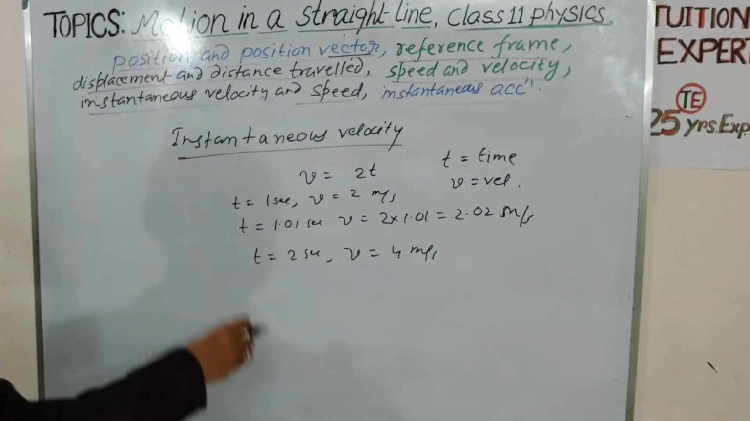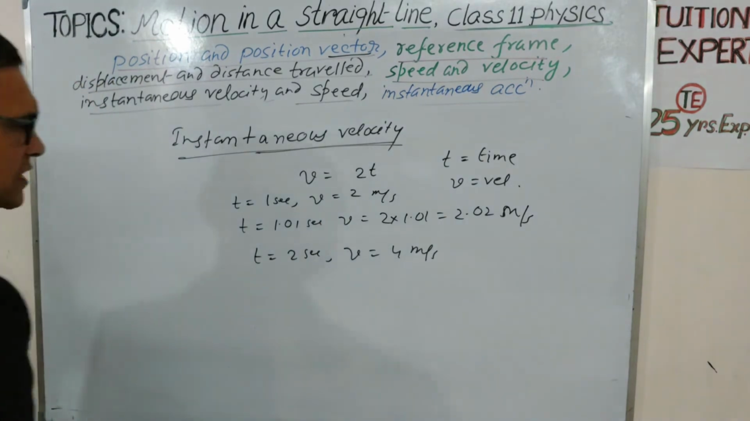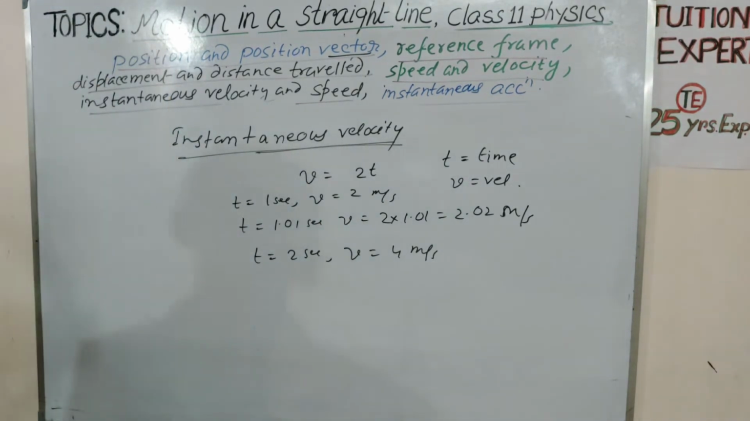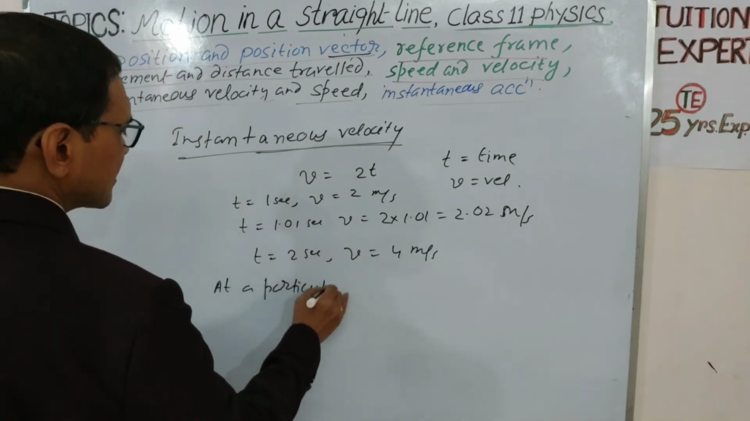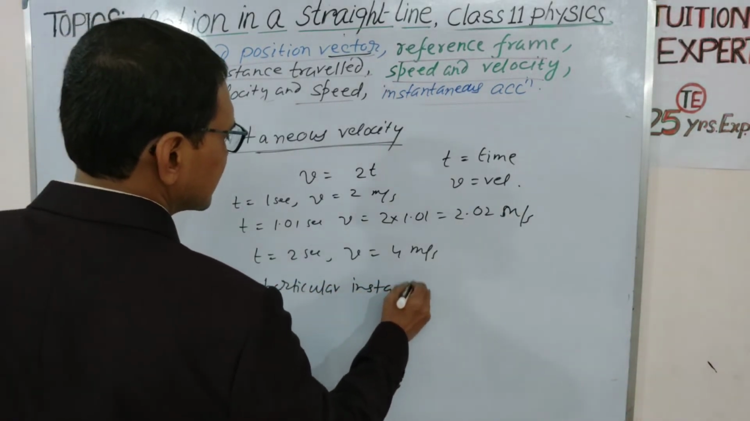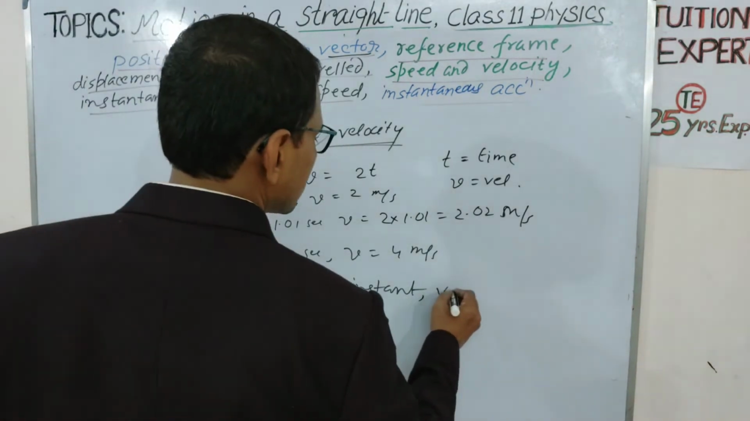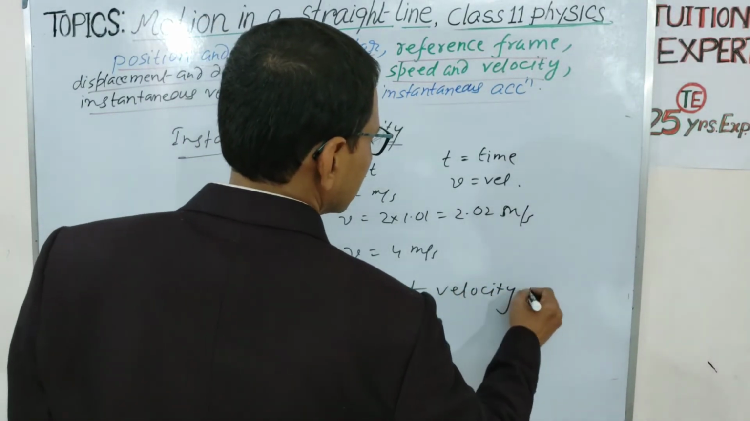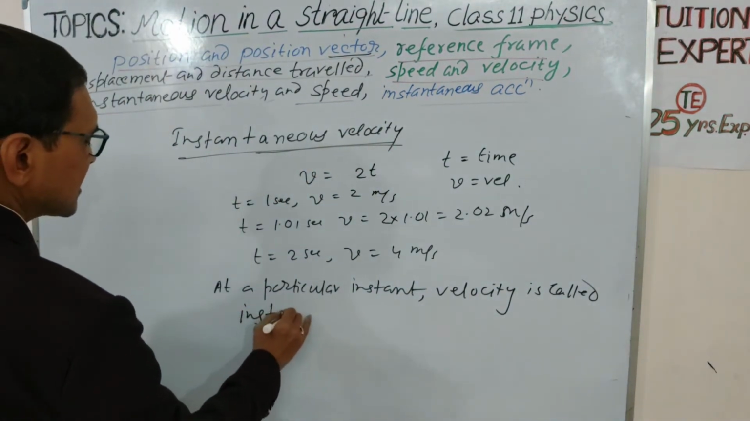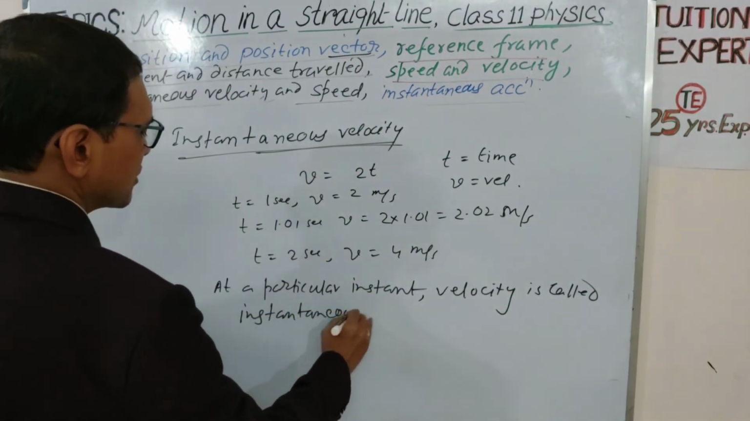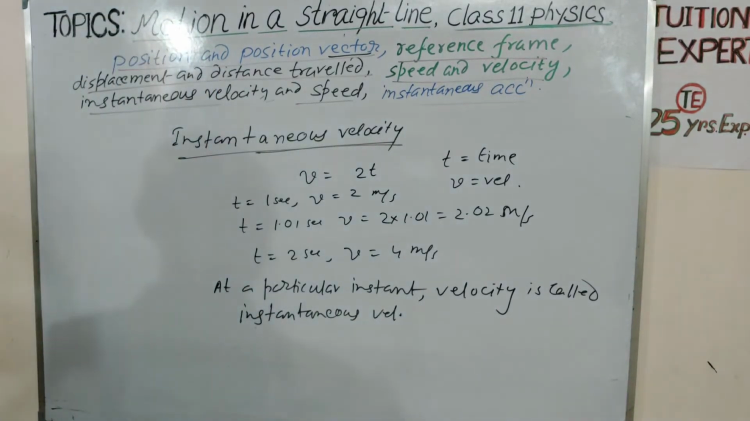So the velocity at a particular instant is called instantaneous velocity. Now, how to calculate the instantaneous velocity?